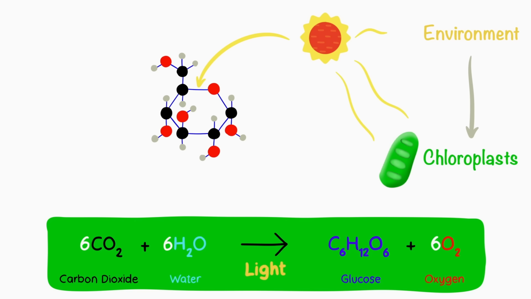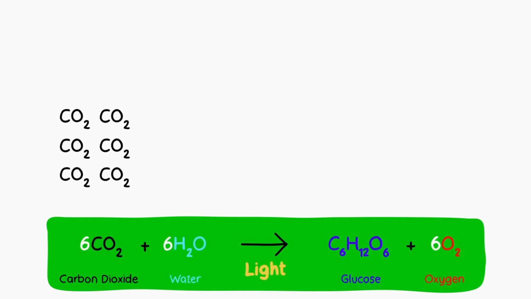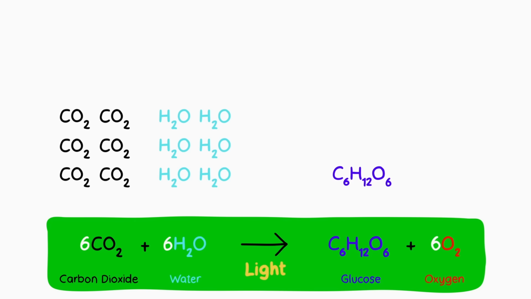We can represent photosynthesis with a word equation. Carbon dioxide plus water gives glucose plus oxygen. Or more formally, with a chemical equation, this equation shows us that 6 molecules of carbon dioxide combine with 6 molecules of water using light energy to produce 1 molecule of glucose and 6 molecules of oxygen.